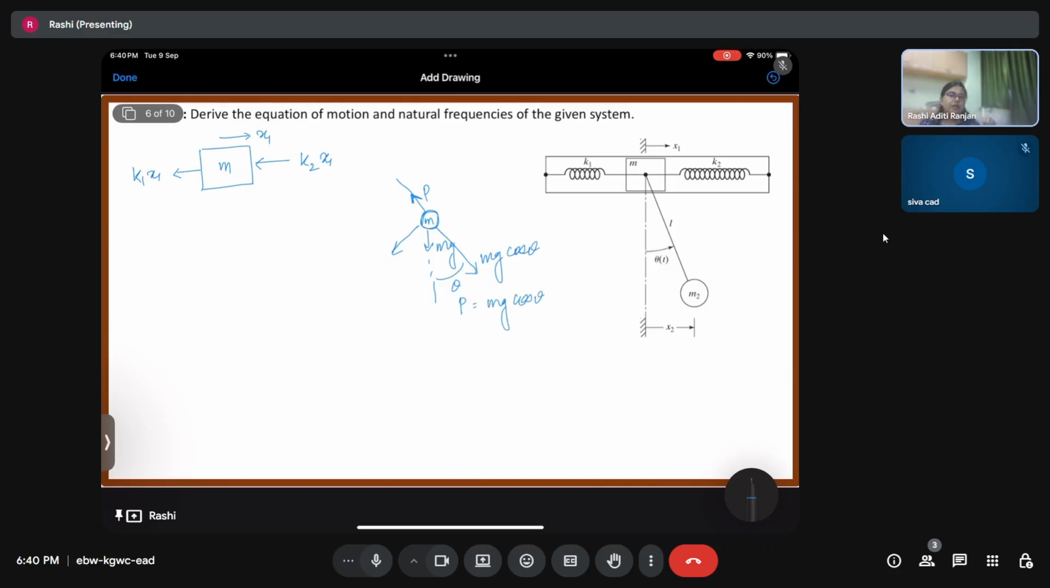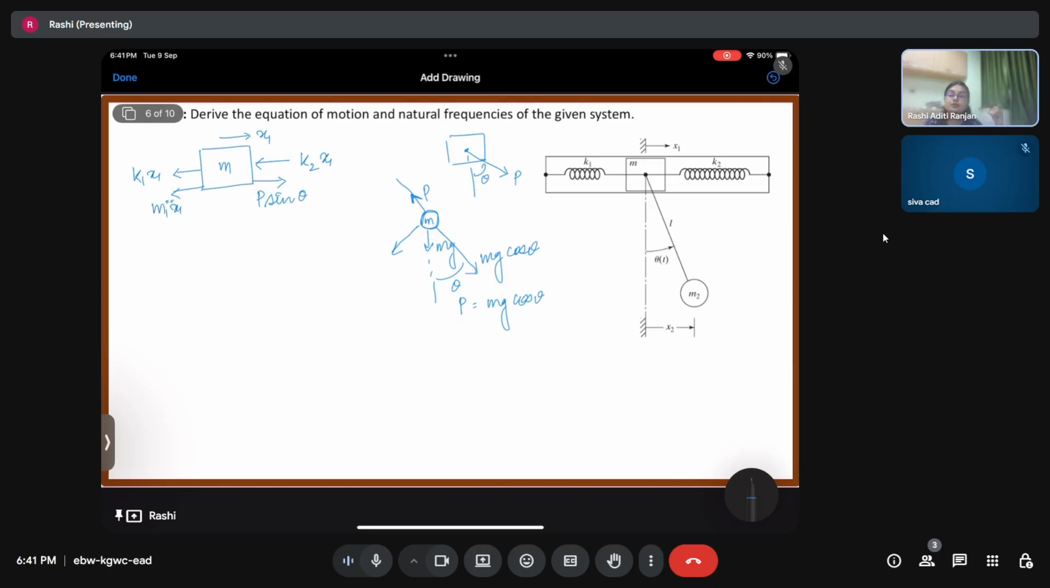Other than that, this P is acting in which direction? For the mass, P is acting in this direction, with angle theta. Since M is constrained to move in only horizontal direction, we'll consider the horizontal component of P, which is going to be P sine theta, in this direction. And then we can consider the inertia force in this direction.